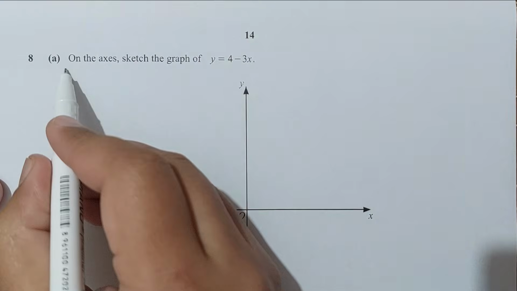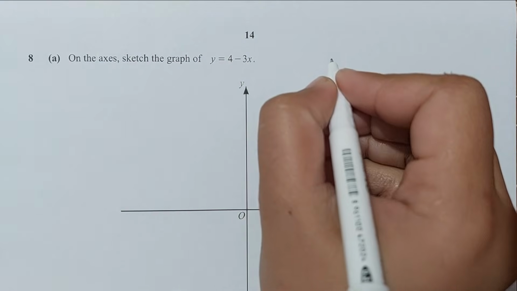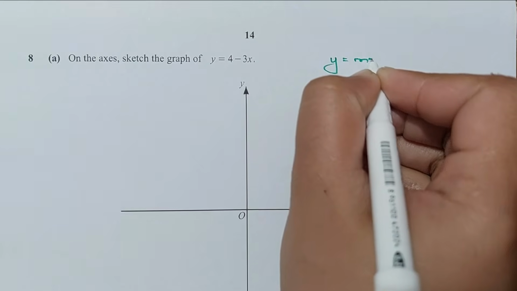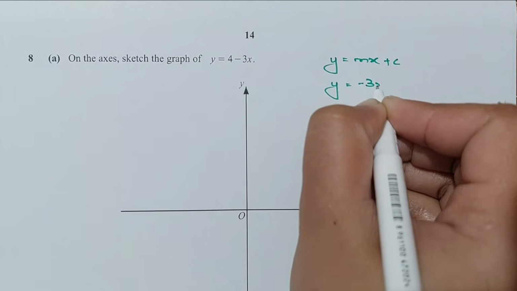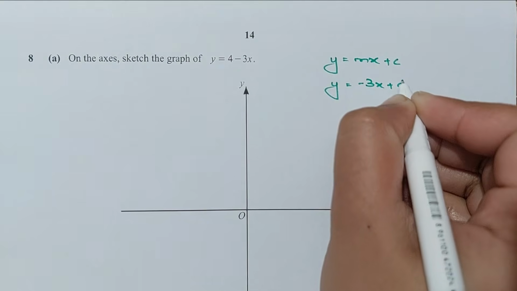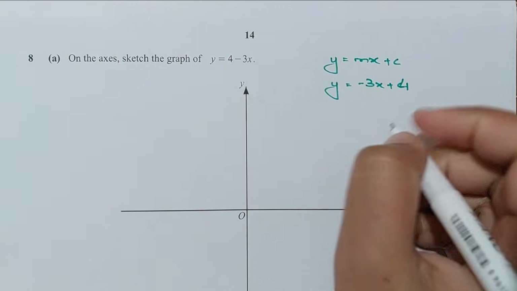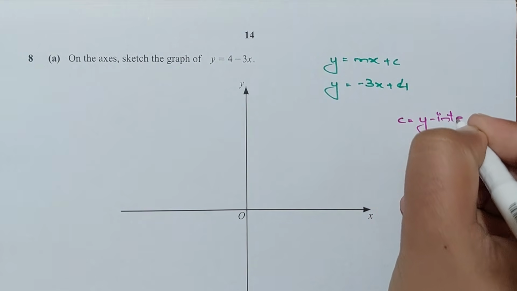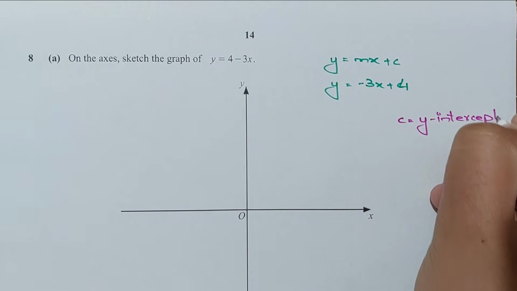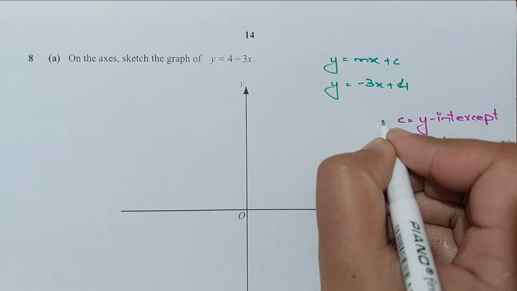Question number 8, part A. On the axis, sketch the graph of y equals 4 minus 3x. So convert it into y equals mx plus c form. y equals minus 3x plus 4. So what is c? c is the y-intercept, and in this case my c value is 4. My y-intercept is 4, right?